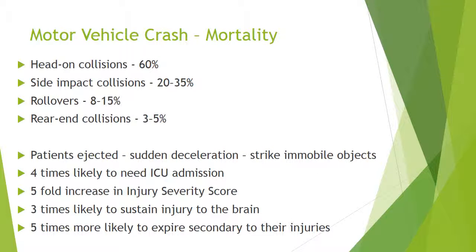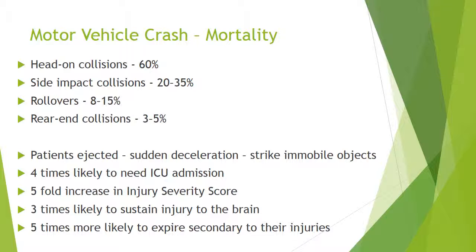Head-on collisions result in mortality of 60% of the victims. A side impact collision like a T-bone may be 20 to 35%. Rollover injuries, surprisingly, are 8 to 15%, whereas rear end collisions are the least, as we discussed earlier, 3 to 5% mortality. During rollover injuries, if the passenger was unrestrained and the windows were kept open, there is a high likelihood of the victim getting ejected.